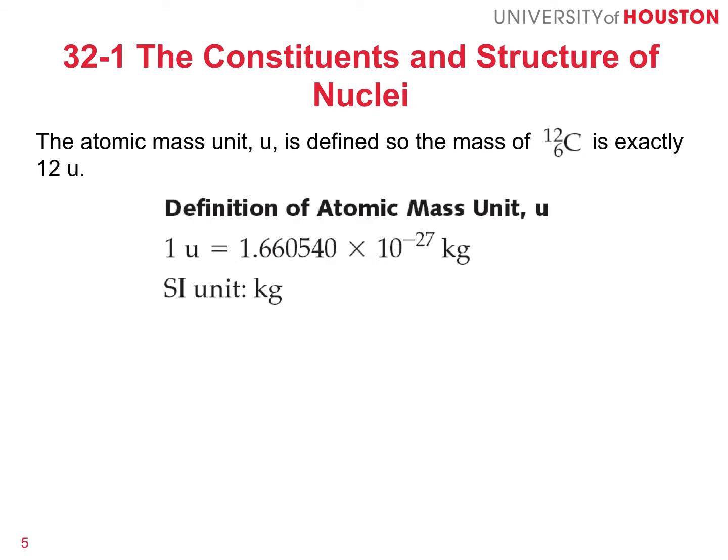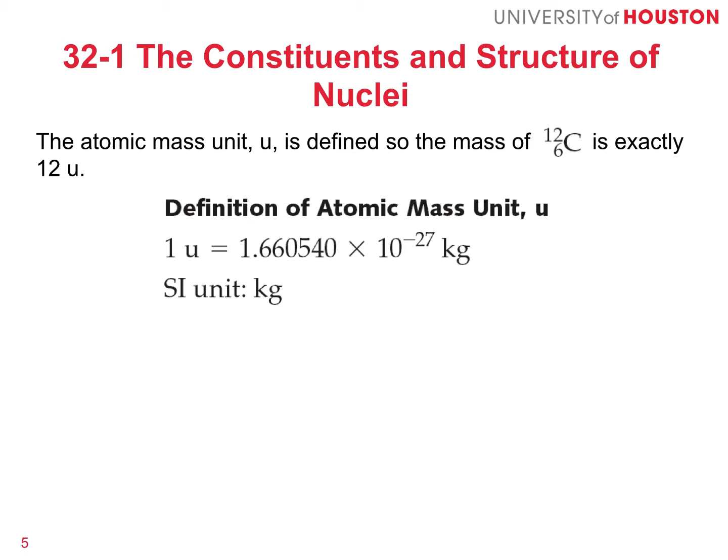The atomic mass unit U is defined so that 12 times U, so 12 of these mass units, is exactly equal to the mass of a carbon 12 nucleus. In other words, if you take the carbon 12 nucleus and divide it by 12, that will give you one of these mass units. The translation to kilograms is 1 U is equal to 1.660540 by 10 to the minus 27 kilograms.